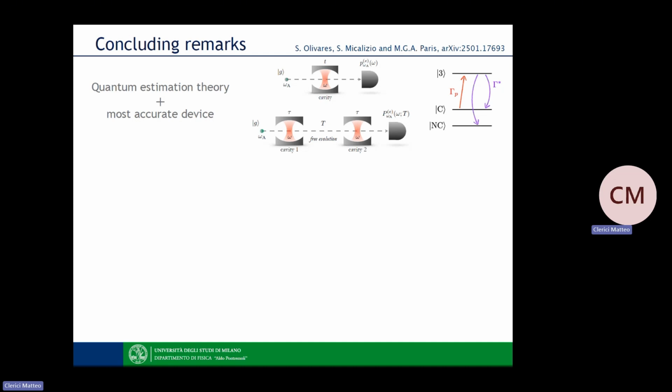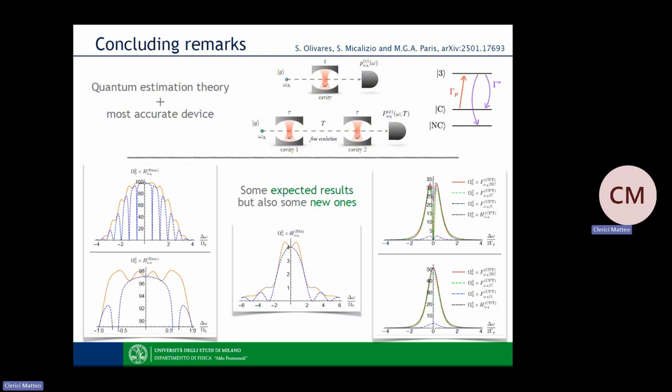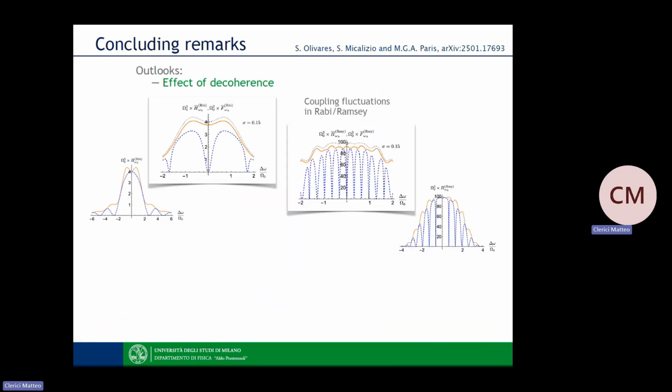So just to summarize, I showed you quantum estimation theory applied to the most accurate devices. I tried also to apply our theory to the experimental numbers you can find in the papers. We, of course, found some known results, meaning Ramsey interferometry is better with respect to gravity 1. But we have shown that there is room to improve this kind of setup. Of course, understanding which is the actual measurement we have to perform is not so simple. We are working in that direction.